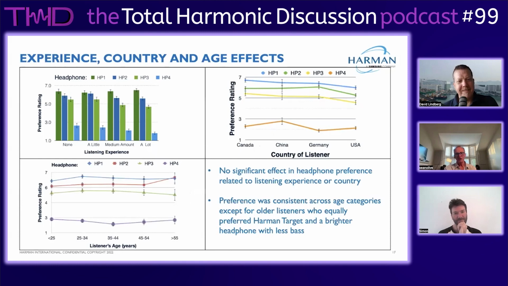We also had people self-describe their listener ability or their training and experience. And we found that the Harman trained listeners were more discriminating, so they spread out their ratings. They have the largest range of ratings, and they're also generally more consistent. If you look at the country, there's not really any variation.